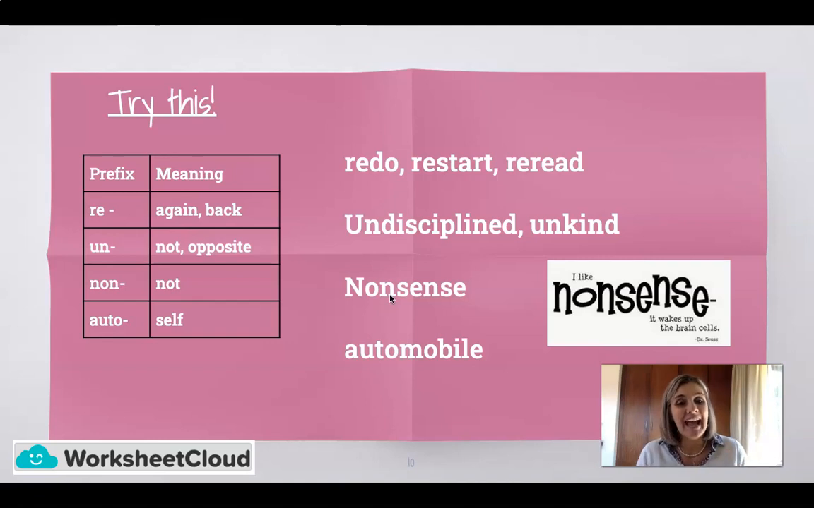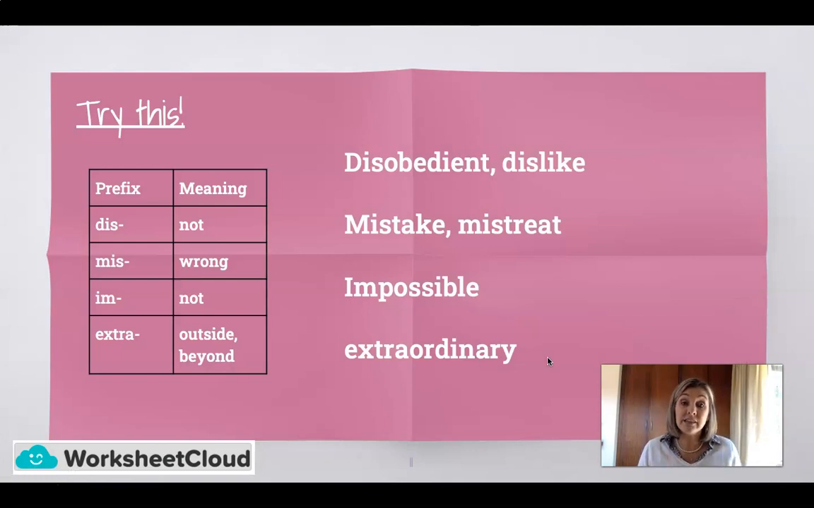And then we've got automobile. So the word auto means self. So self, mobile, you able to get into your vehicle and make yourself mobile. Okay, so just some interesting things. And I love this. I like nonsense. It wakes up the brain cells. That's from Dr. Seuss.